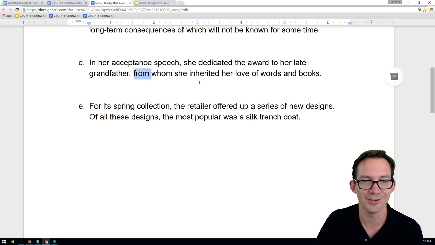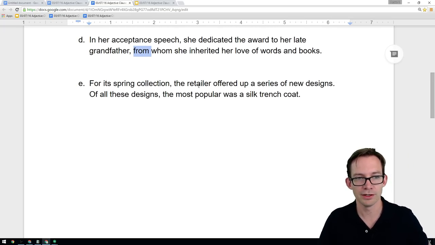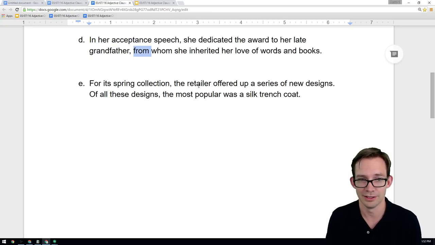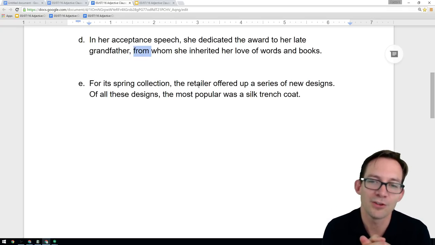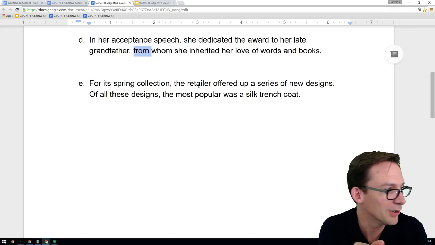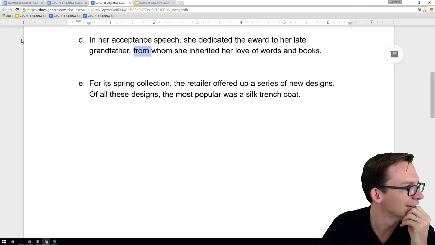Okay? Good. And the last one: for its spring collection, the retailer offered a series of new designs. Of all these designs, the most popular was a silk trench coat. Now this one was kind of tricky. Did anyone do that one?